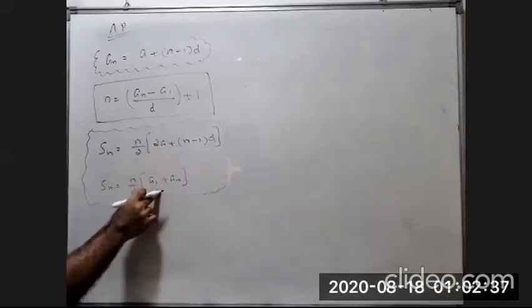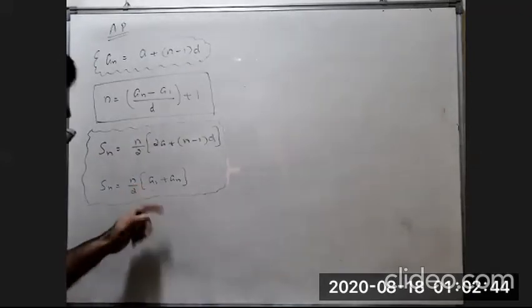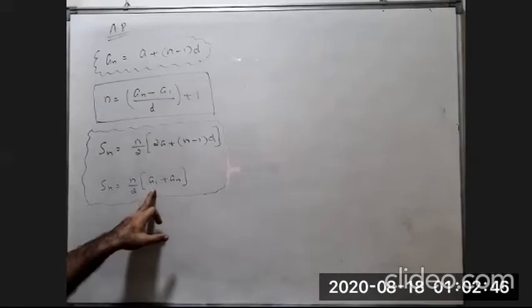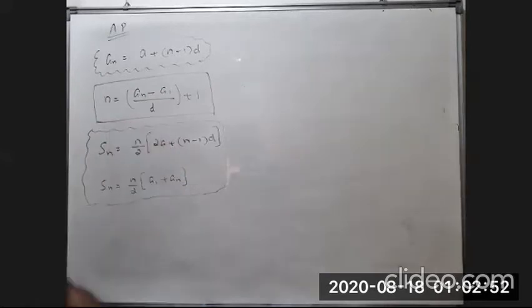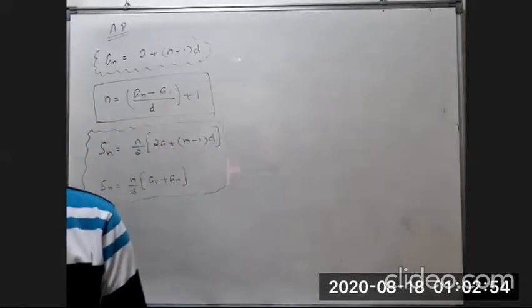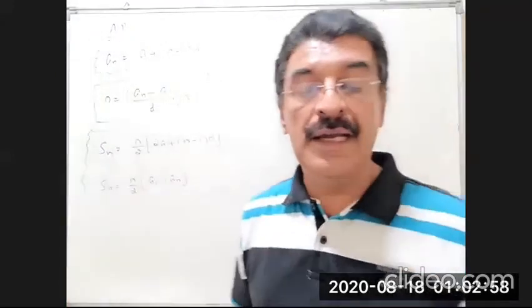When do we use this one? If the last term is known, we prefer this. If the last term is not known and the common difference is known, we prefer this one. Both formulas will give the same answer. That is just it. Again, these formulas you learned last year.